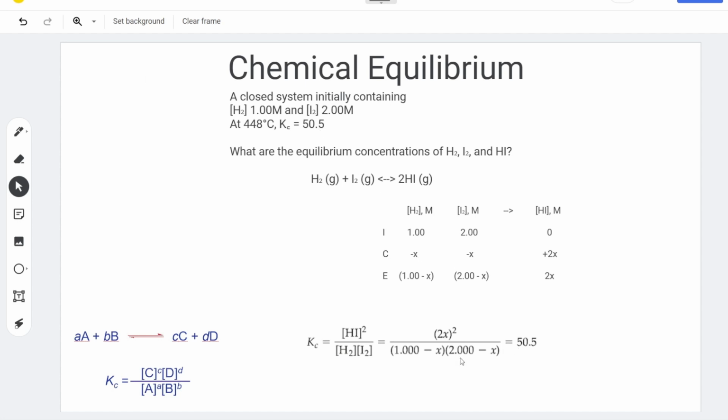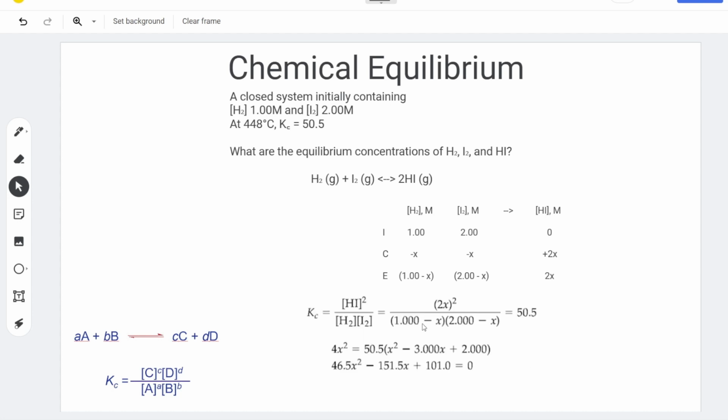Now, all we have to do is solve for x. We have multiplied both sides by 1.00 minus x and 2.00 minus x, which results in the following equation. We can then subtract 4x squared from both sides to get a quadratic equation. Now we can simply use the quadratic formula.